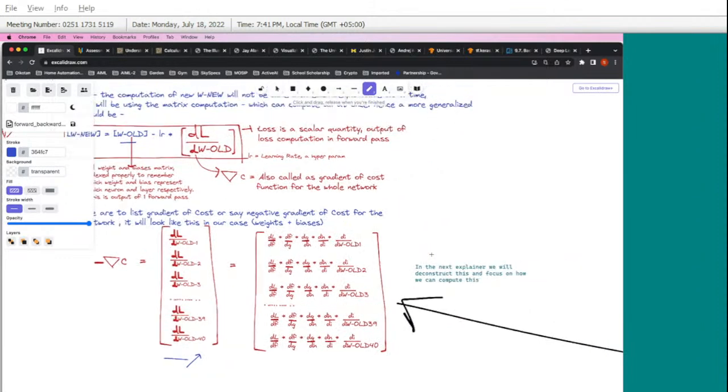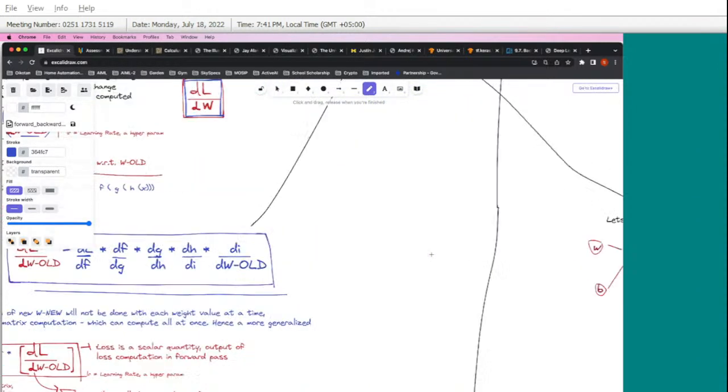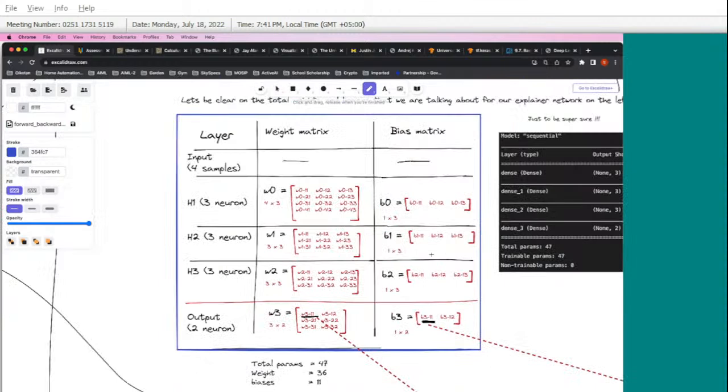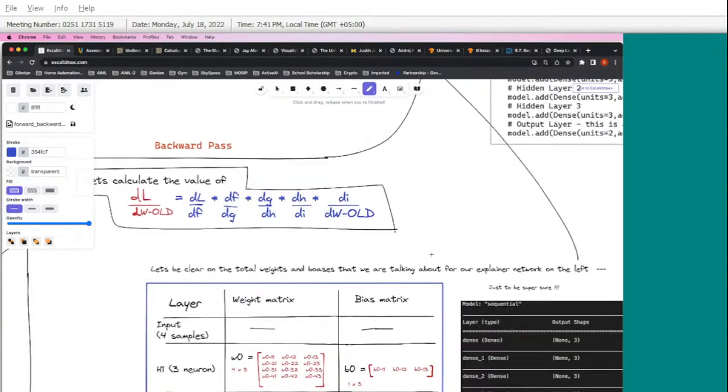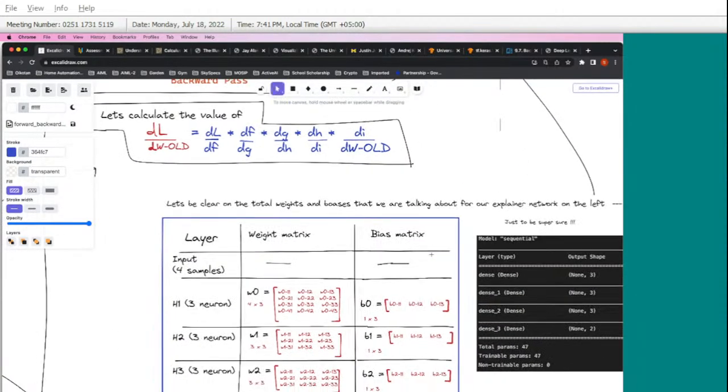So now let us revisit and see how the backward pass works, and you will see that it is not actually very tough. It's such a beautiful thing once you realize what happens. So what did we say? Let me just switch on the chat once.